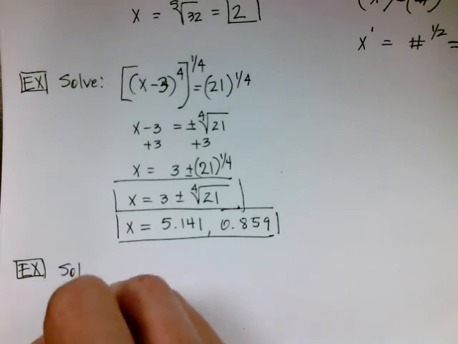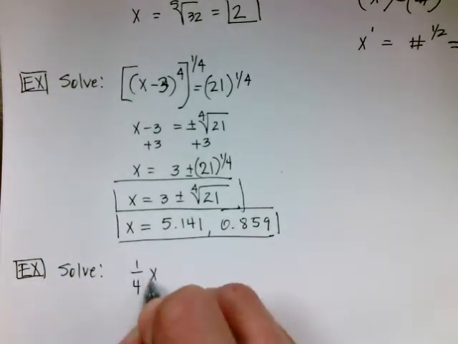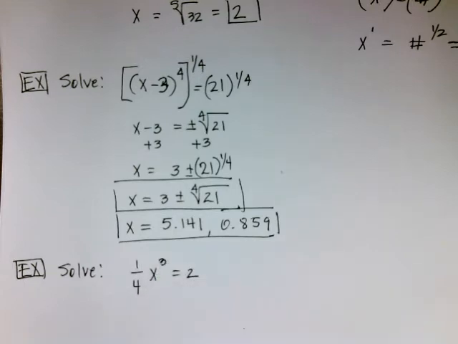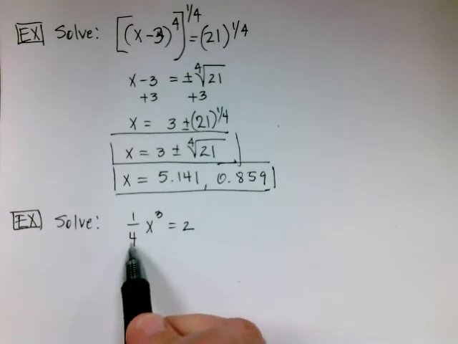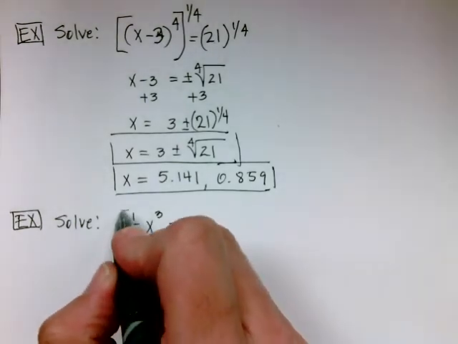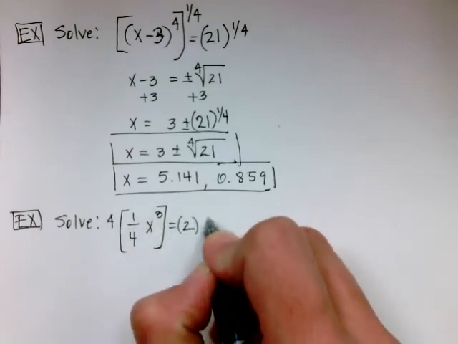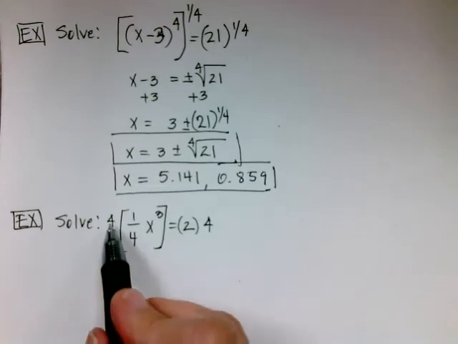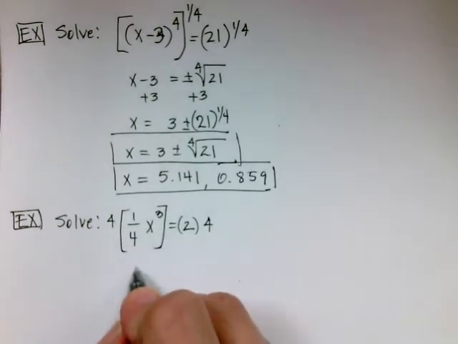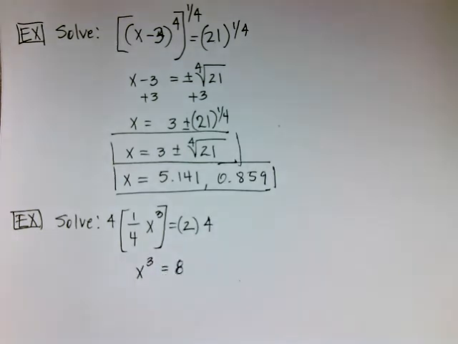So this also says to solve, and my equation's going to be 1 over 4 x cubed is equal to 2. Now to start solving this one, to isolate my variable, I need to get rid of the 4. So I'm going to multiply both sides of the equation by 4. Remember, I can do anything I want to an equation if I do it to both sides of the equation. 4 times a 4th is 1, so on the left-hand side I get x cubed. 4 times 2 is 8.